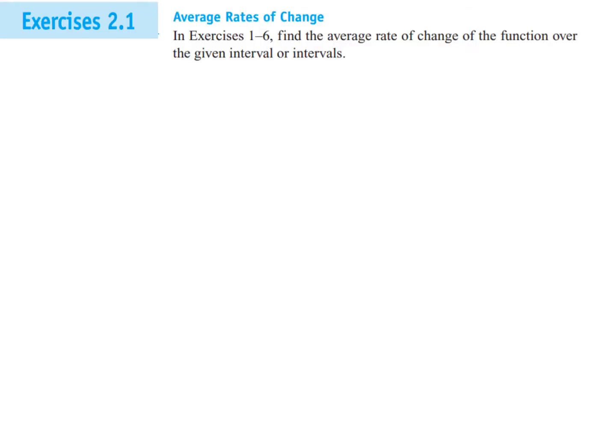Next, we have to find the average rate of change of a function over a given interval or intervals. Take a look at the function g of t equal to 2 plus cosine t. We're going to find the average rate of change of this function over the interval 0 to pi and over the interval negative pi to pi. To find the average rate of change of a function, we have to find its derivative.